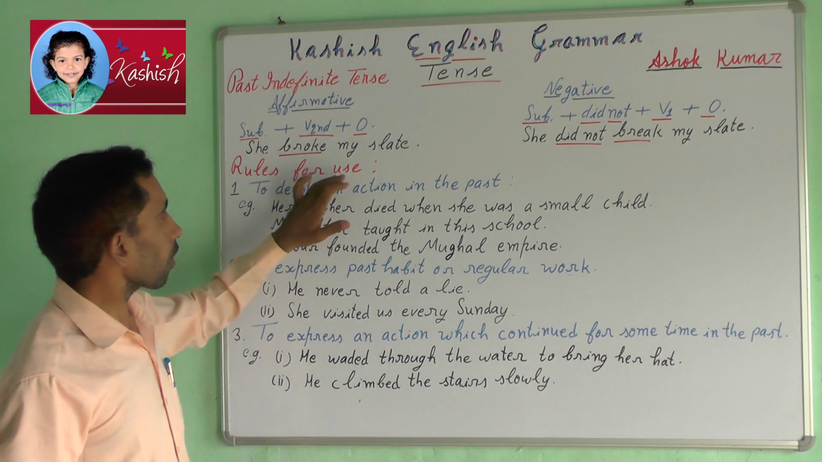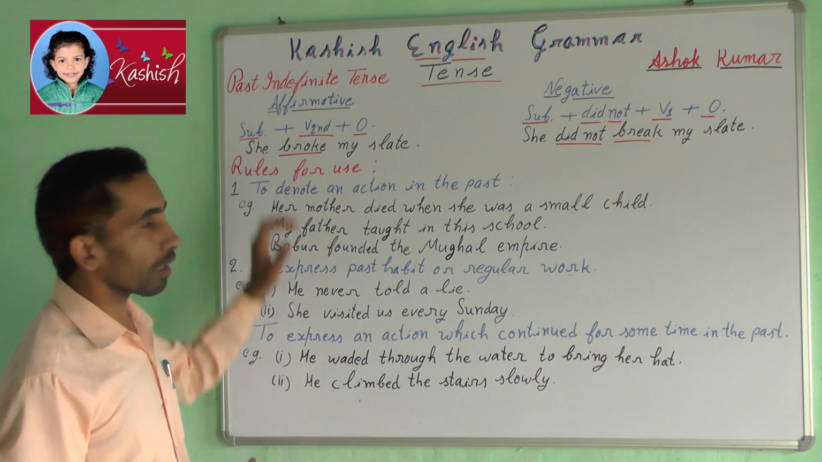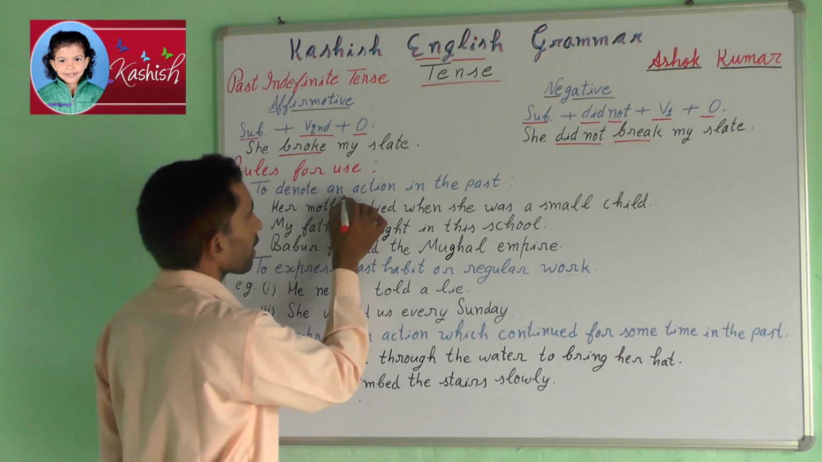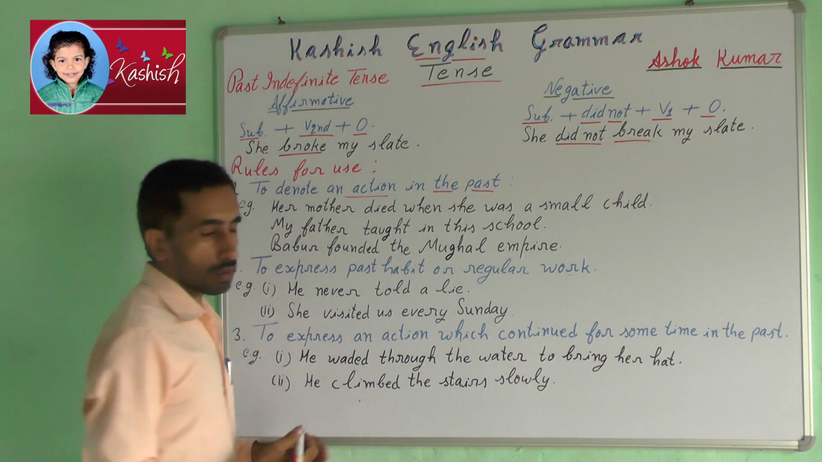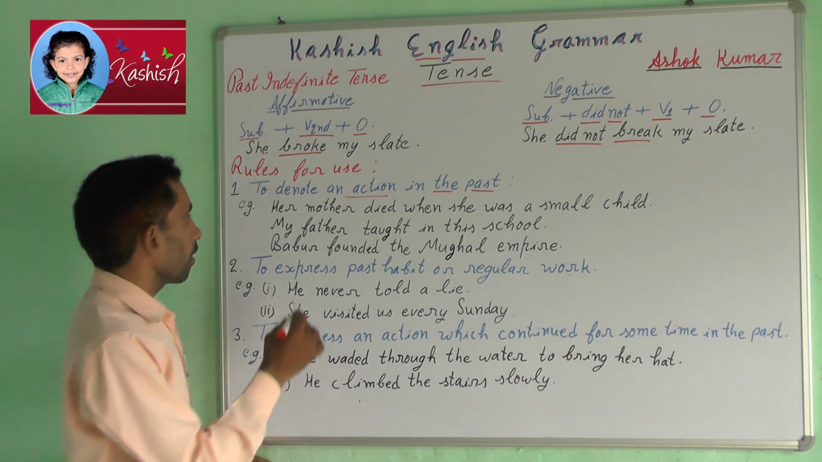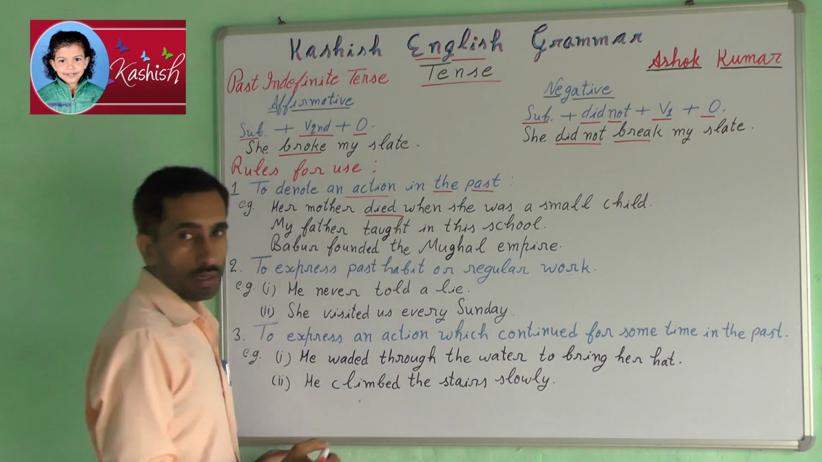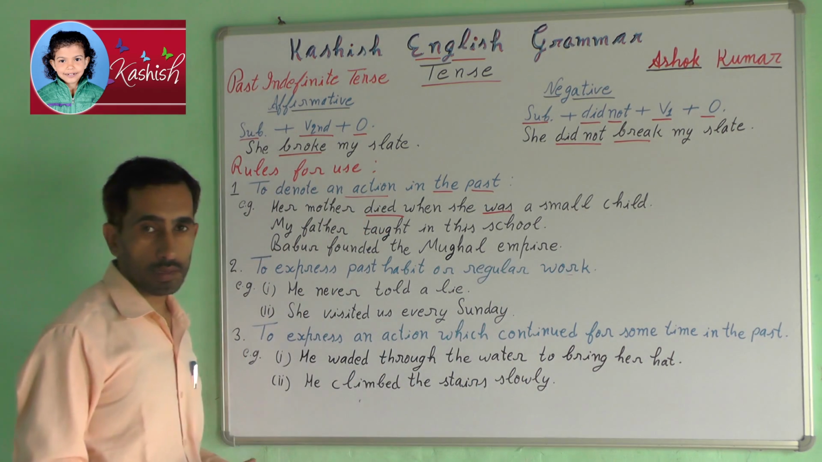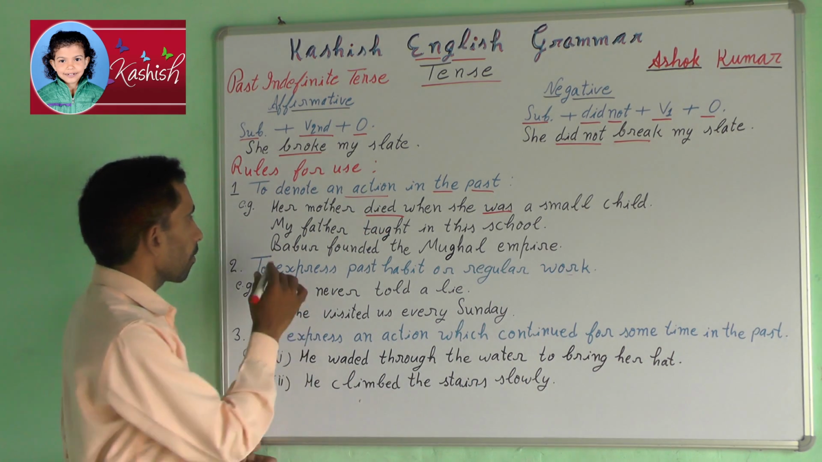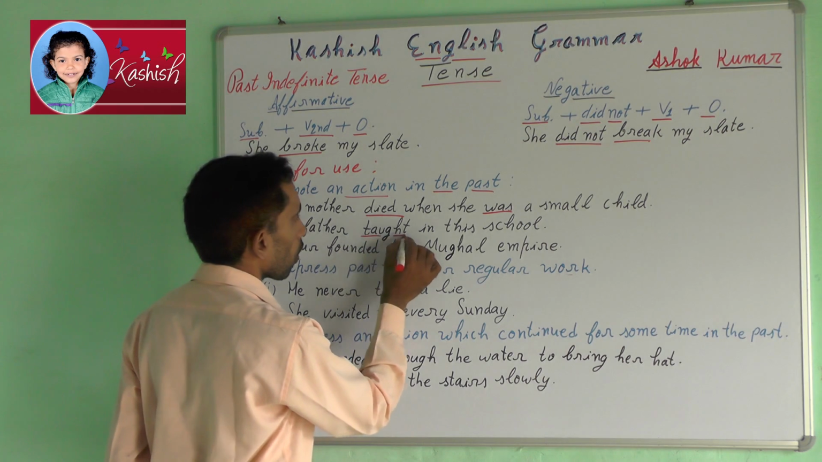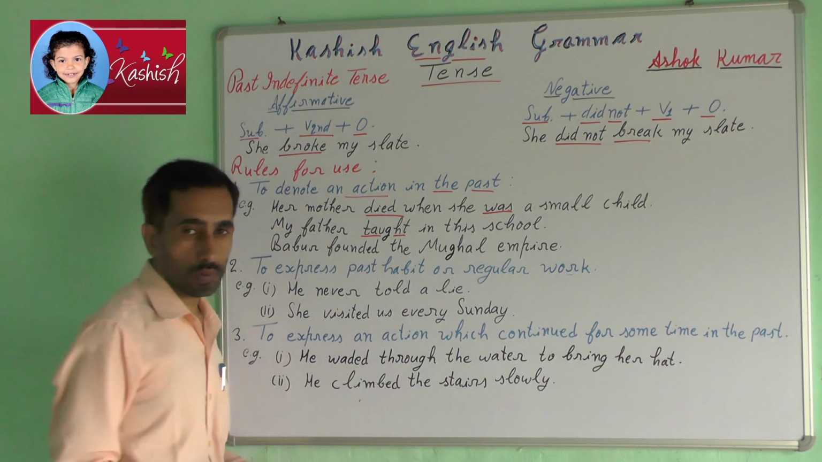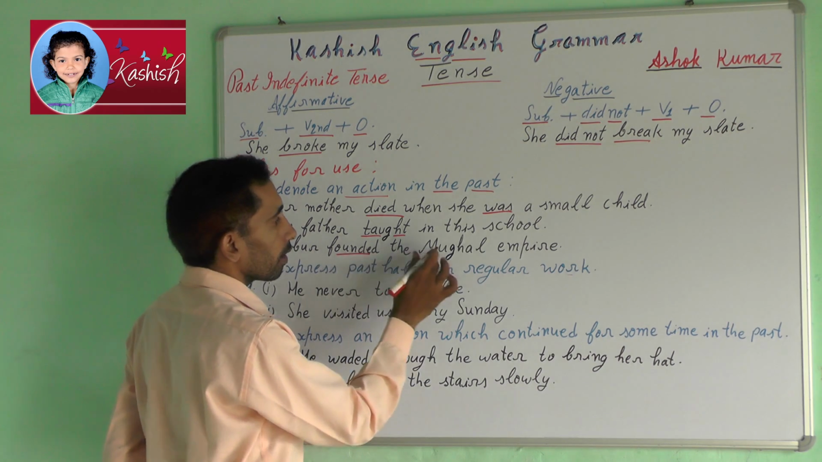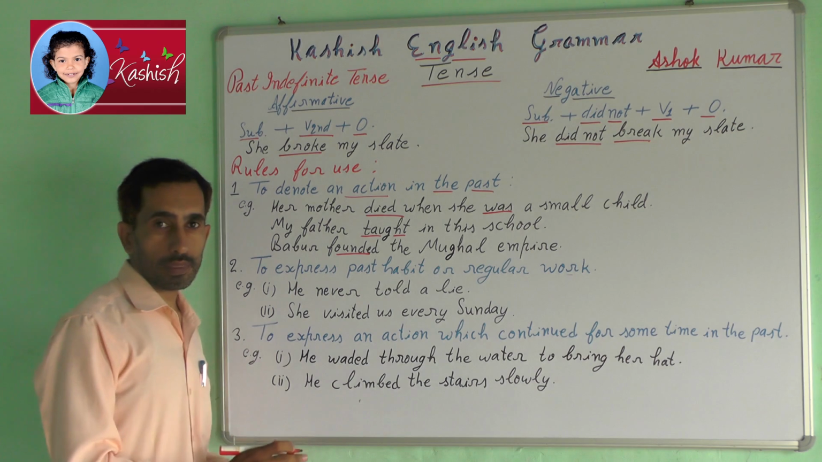Rules for use of past indefinite tense. First, to denote an action in the past. For example, her mother died when she was a small child. Next, my father taught in this school. Next, Babur founded the Mughal Empire.